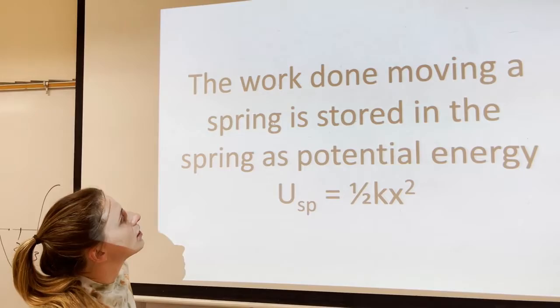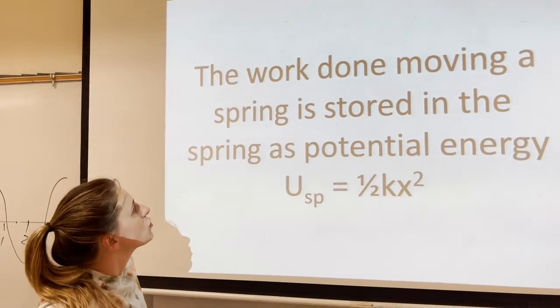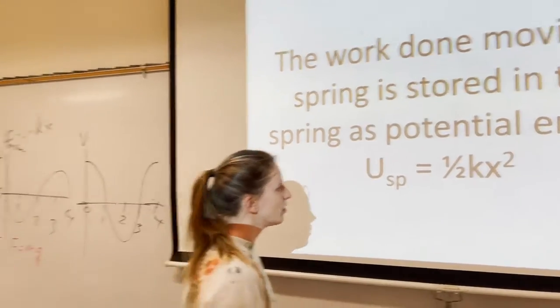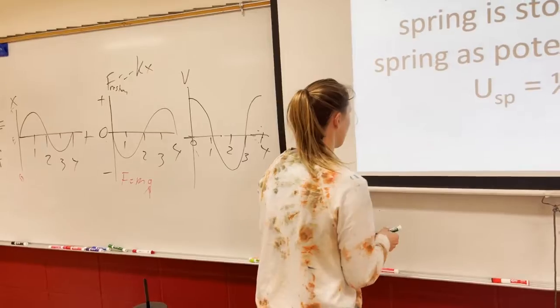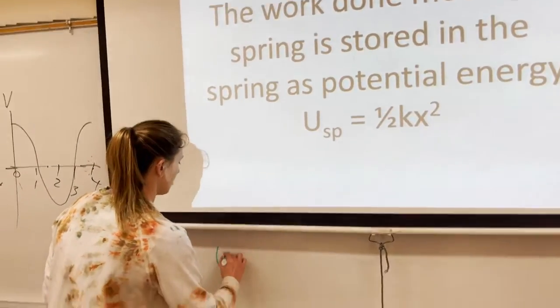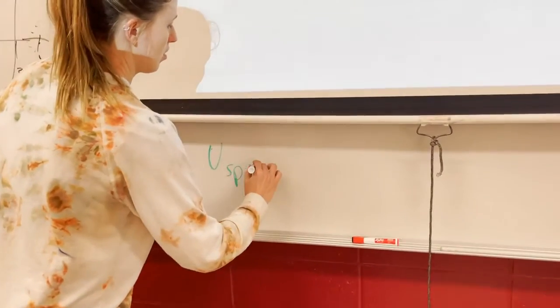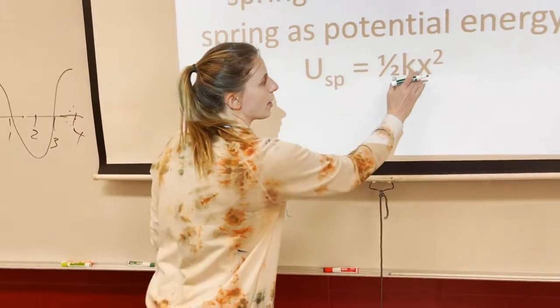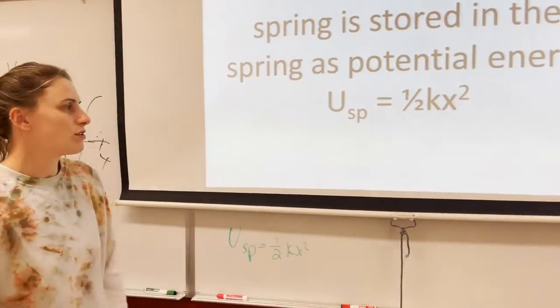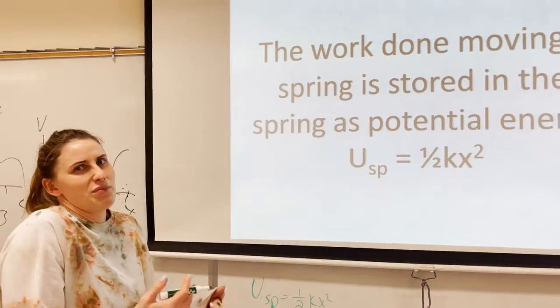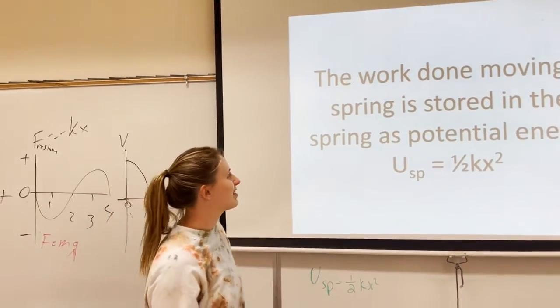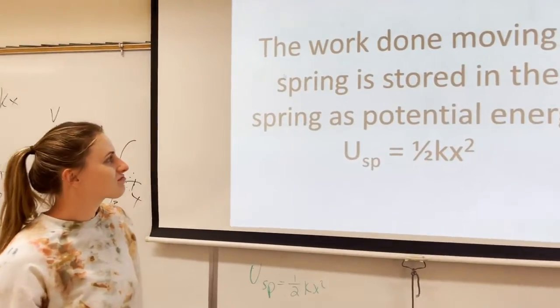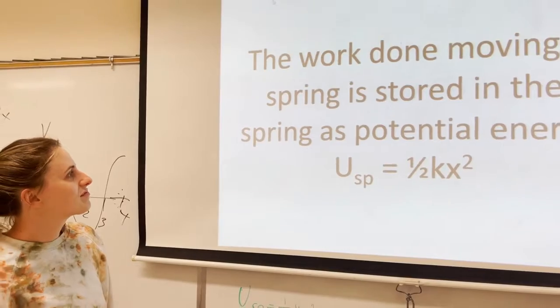Okay, the work done moving a spring is stored in the spring as potential energy. I'm gonna go ahead and write this down right here because I don't have a lot of space. 1/2 kx squared. Okay, this is just like 1/2 mv squared, right? It's very similar. It's not the same thing, but it always reminds me of it. The calculus ends up with a similar result, but don't think of it as the same.